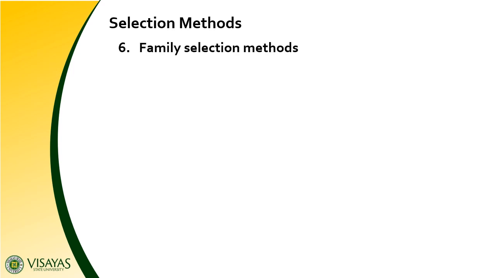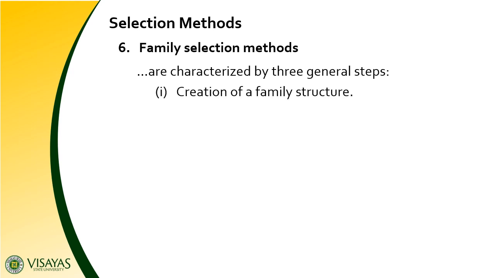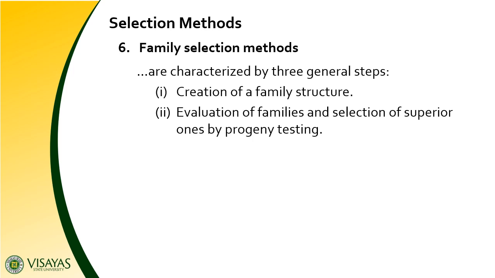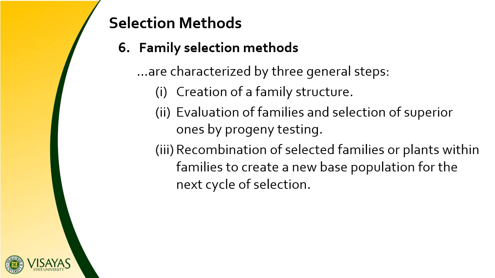So you have here the 6th selection method. So you have the family selection methods, which are characterized by 3 general steps. So first, you have the creation of family structure. Second, evaluation of families and selection of superior ones by progeny testing. And then third, you have the recombination of selected families or plants within the family to create a new base population for the next cycle of selection.